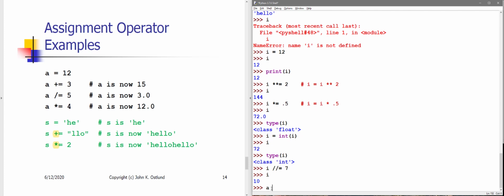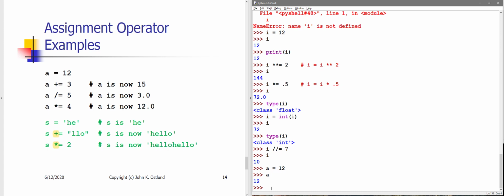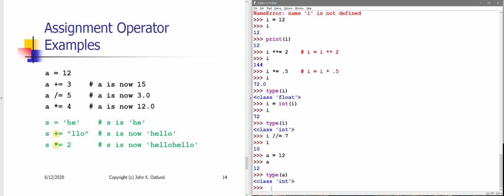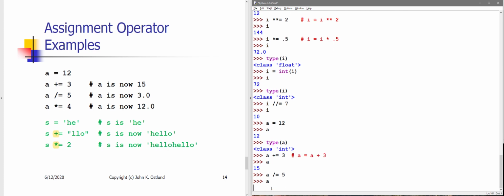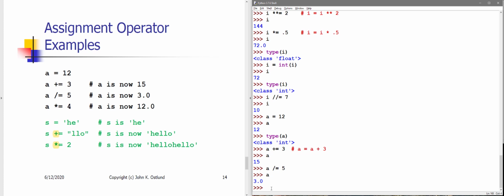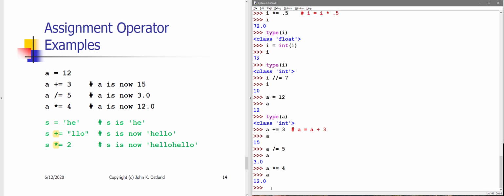So in the upper example, I've got A gets 12. So A is now referring to an int. A plus gets 3 is the same thing as A gets A plus 3. So that's going to modify A to contain 15. A divide gets 5 is going to give me a float result, which does have a fraction of 0, but it is nevertheless a float. And if I multiply that by 4, I get A referring to 12.0.